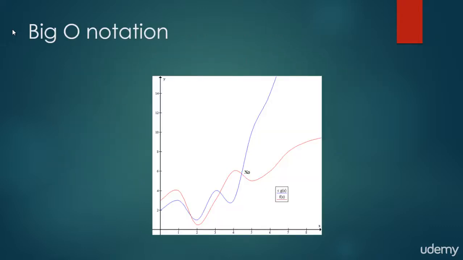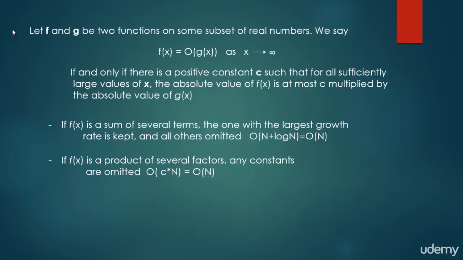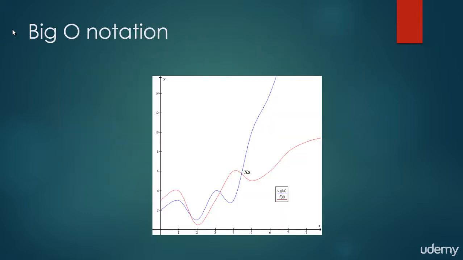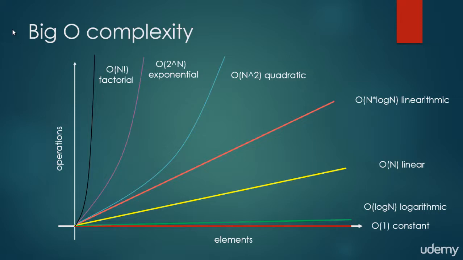So here's a graph, a good illustration of it. We have two functions, f(x) and g(x). The f(x) is denoted with red, the g(x) is denoted with blue, and we can see that from approximately 4.5, so from x0, f(x) is at most c times g(x). So this is the concrete definition we've been talking about, that f(x) is O(g(x)). So that's it. And let me tell a few words about big O complexities in the main.